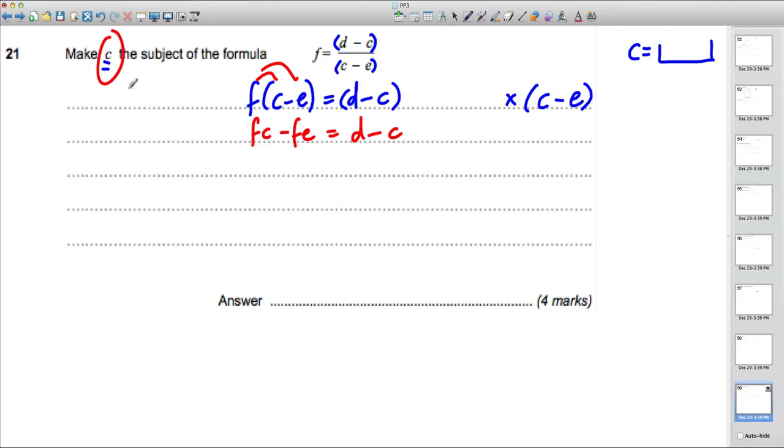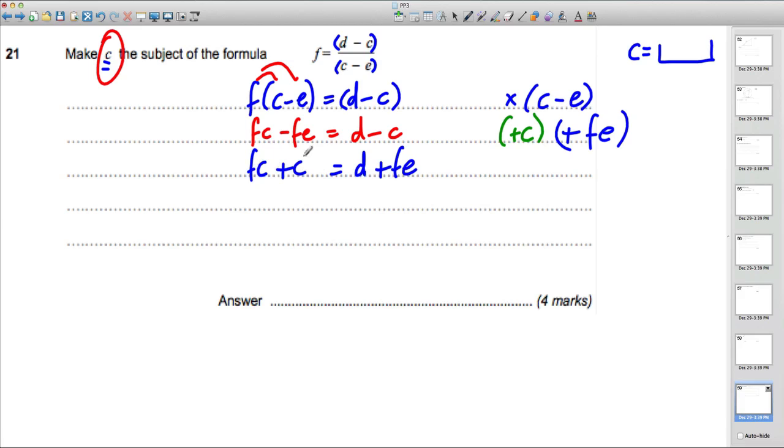Now, if you want to make C the subject, bring C to one side. Bring C to, let's say, the left-hand side. So if we did these operations, say we added C to both sides to get C on the other side, and say we added FE to both sides to remove that negative FE, would you agree with me that you would still have the FC, you would have plus C, because you've added C to both sides, and you would have that as equal to D plus FE, right?